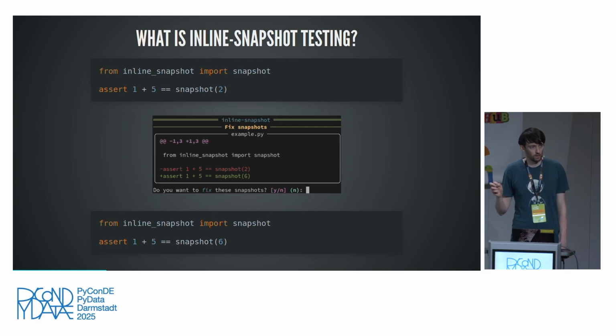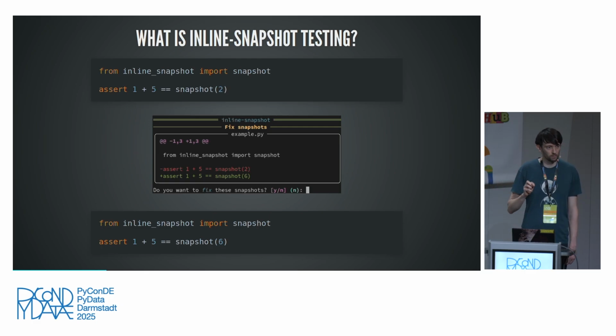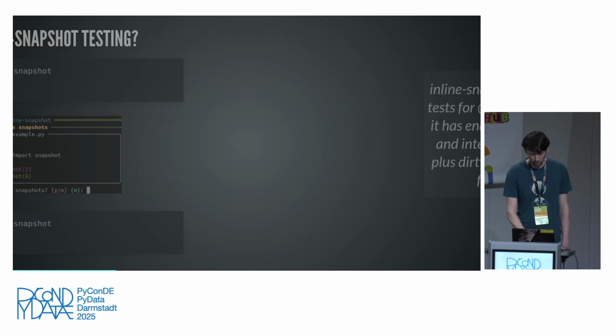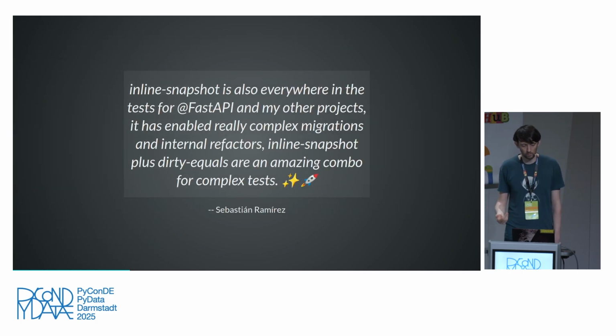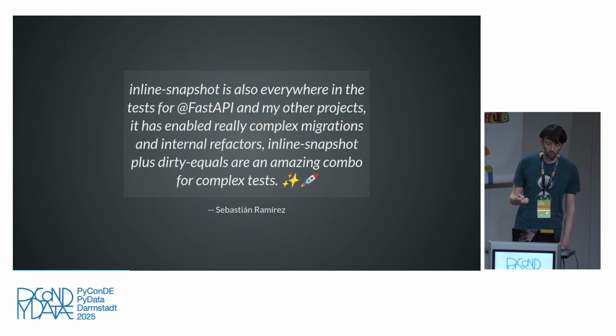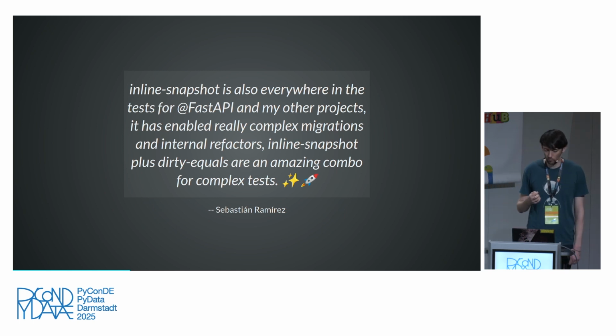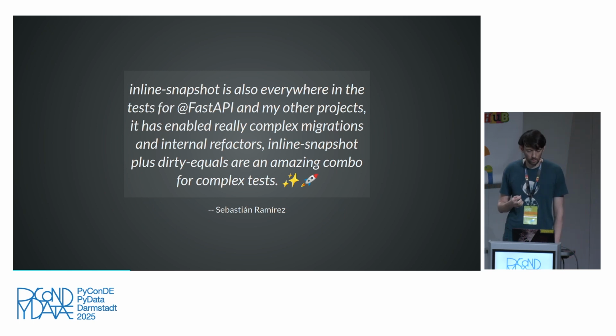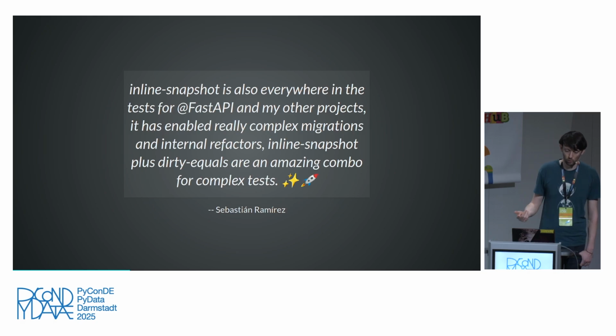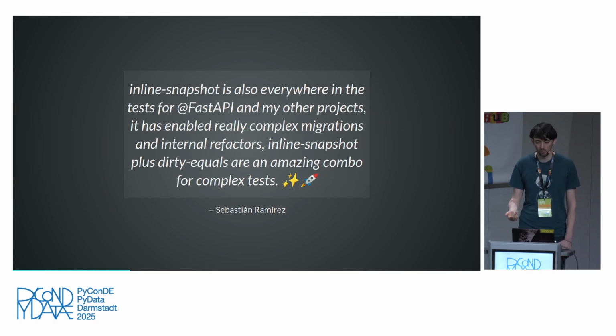In the following slides, I will use simple examples like this because I want to focus on the snapshot testing. But the real value of snapshot testing comes when you have more complex examples. I have a quote from Sebastian Ramirez: Inline-snapshot is also everywhere in the tests for FastAPI and my other projects. It has enabled real complex migrations and internal refactors. Inline-snapshot plus dirty-equals are an amazing combination for complex tests.